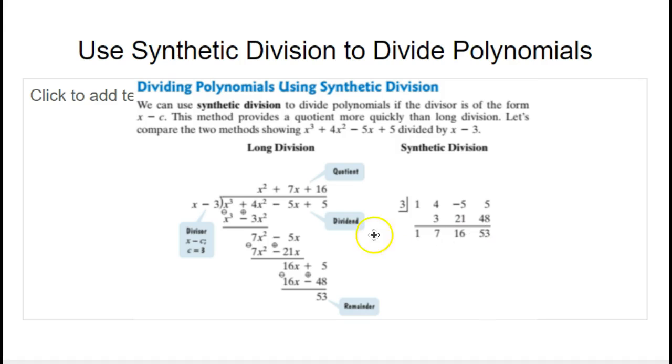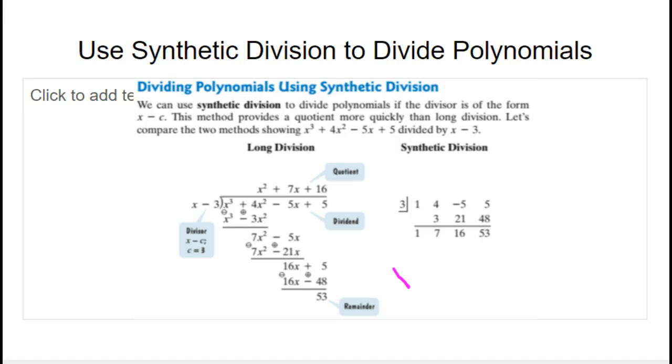And then to work backwards so that our answer actually looks like this up here, x squared plus 7x plus 16 with a remainder of 53, I work backwards. Again, 53 is the remainder. So I know 16 is the constant term, the term that's written without an x. I know the 7 is the linear term, so that's the number written with x to the first power. And I know this is the quadratic term, so that will be the number written with the x squared. Technically I would like to see the answer written in this way.